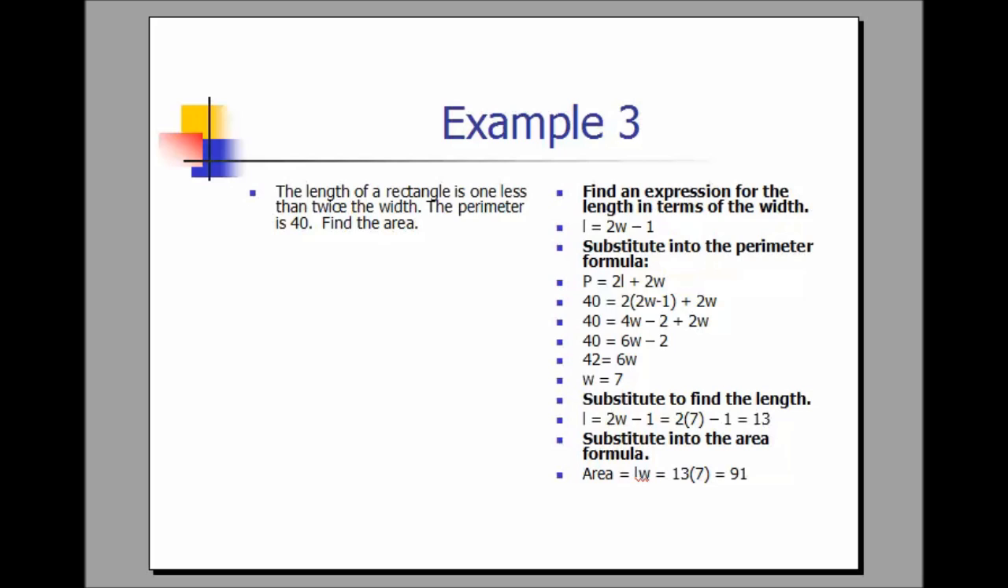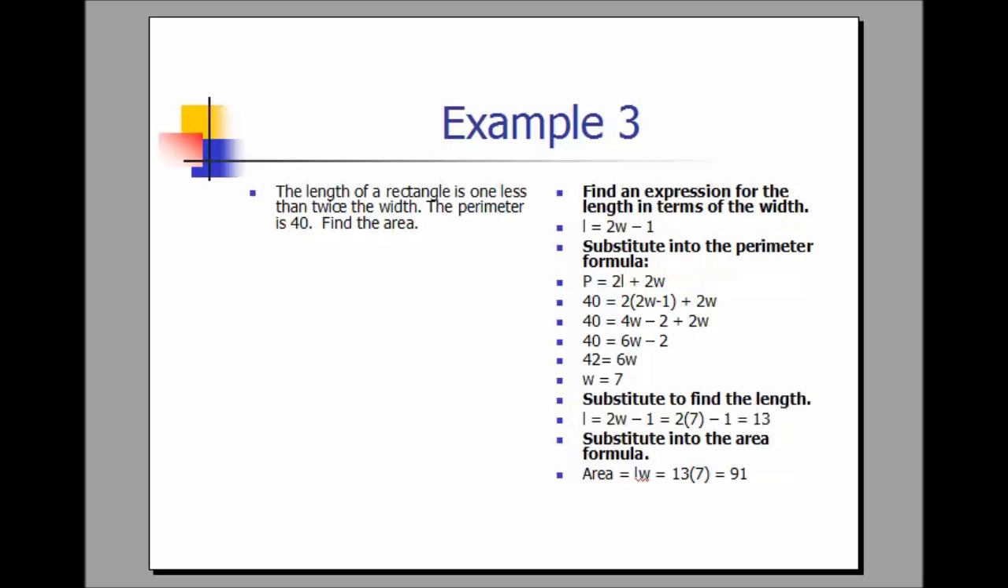Notice that at this point, we have only one variable in the equation, which is W. We proceed to solve for W. Distributing gives us 40 equals 4W minus 2 plus 2W. Combining like terms gives 40 equals 6W minus 2. We add 2 to both sides, 42 equals 6W. Dividing both sides by 6 gives W equals 7.